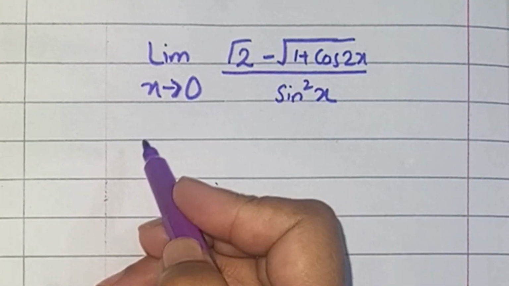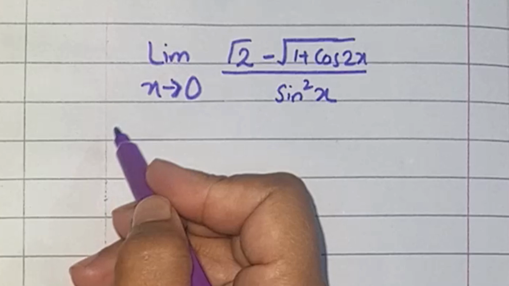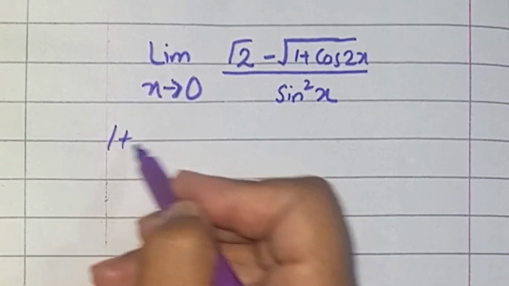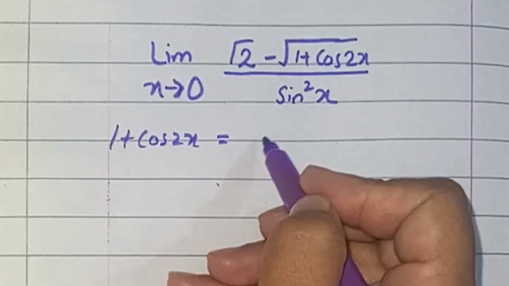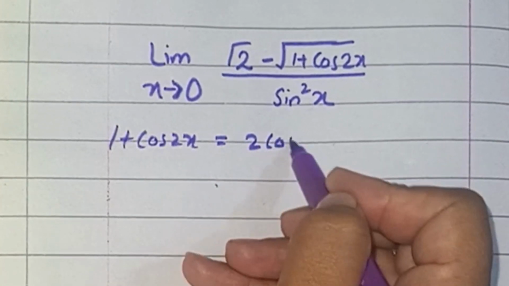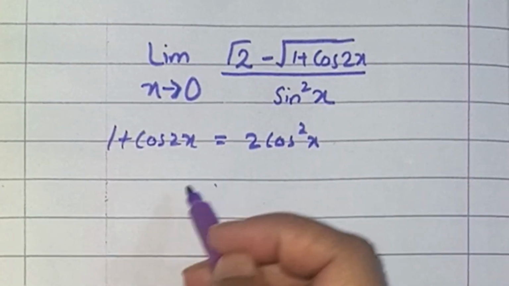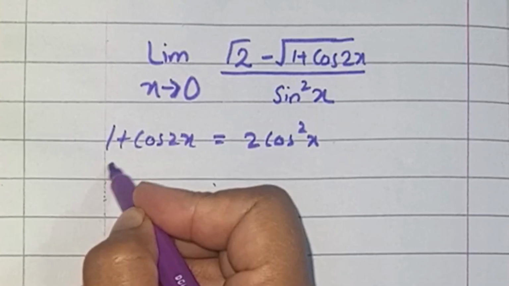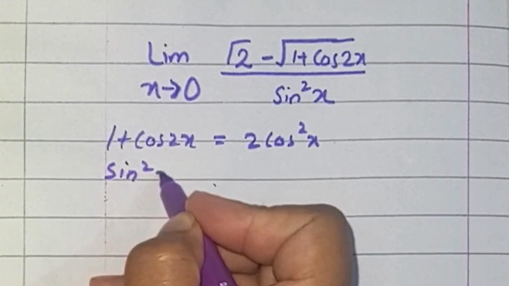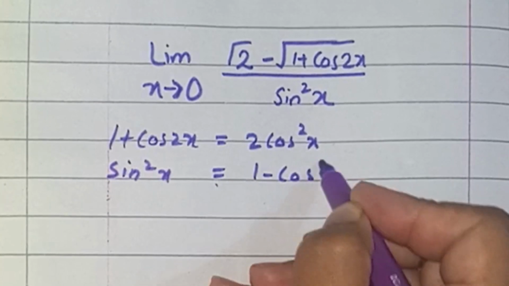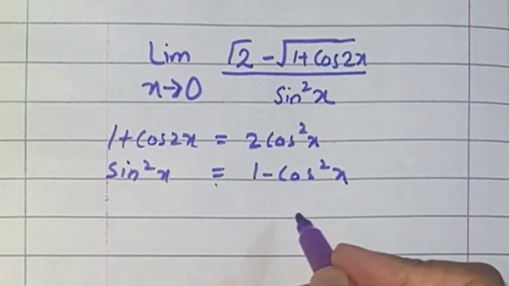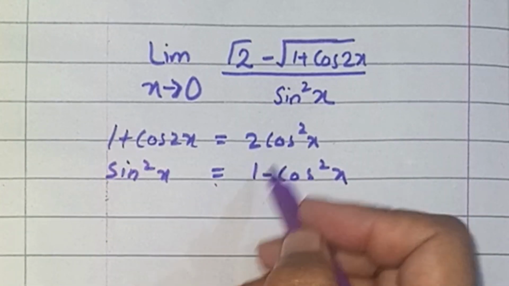The first identity is, we know that 1 plus cos 2x is equal to 2 times cos squared x. And the second identity, which is sine squared x, we know that this is equal to 1 minus cos squared x. So we apply these two identities in our question.